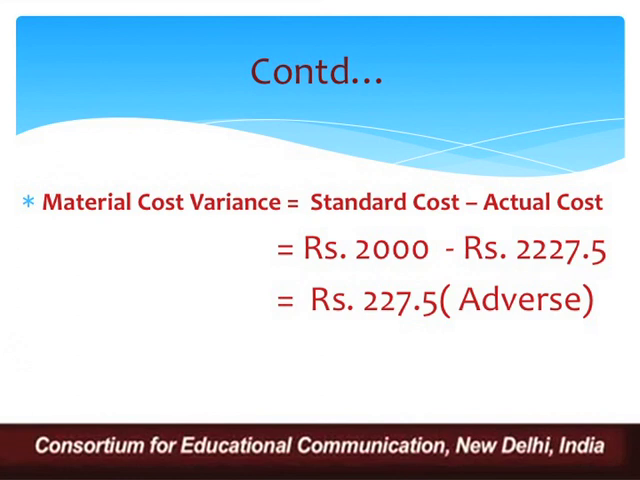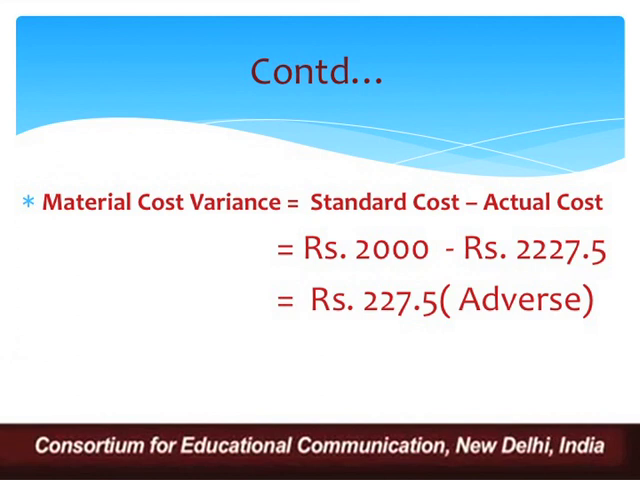And once we have computed the standard cost and actual cost, the next step is to calculate the material cost variance. And it is quite simple because we know the formula. We started our discussion with the formula that material cost variance is equal to standard cost minus actual cost. We have computed both the standard cost as well as actual cost. So very easily we can find out the variance, the difference between the standard cost and actual cost. 2000 is my standard cost and 2227.5 is my actual cost.